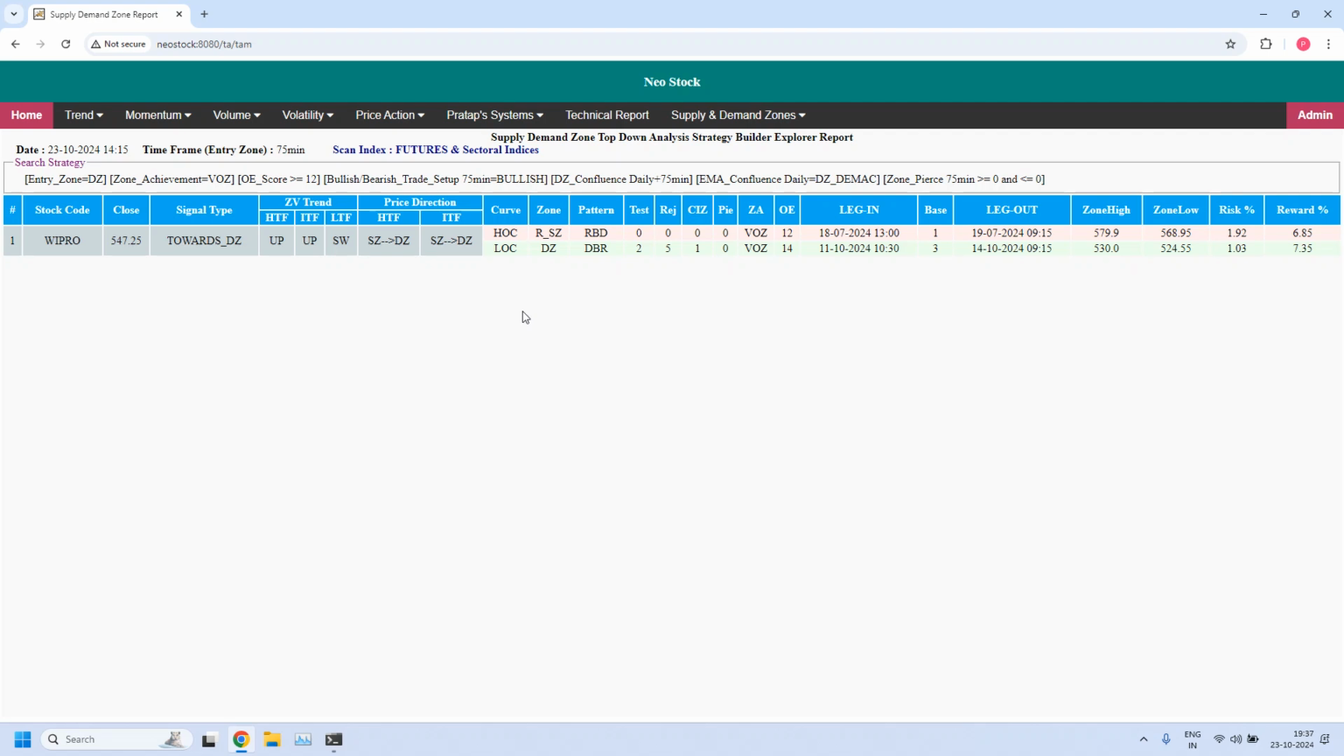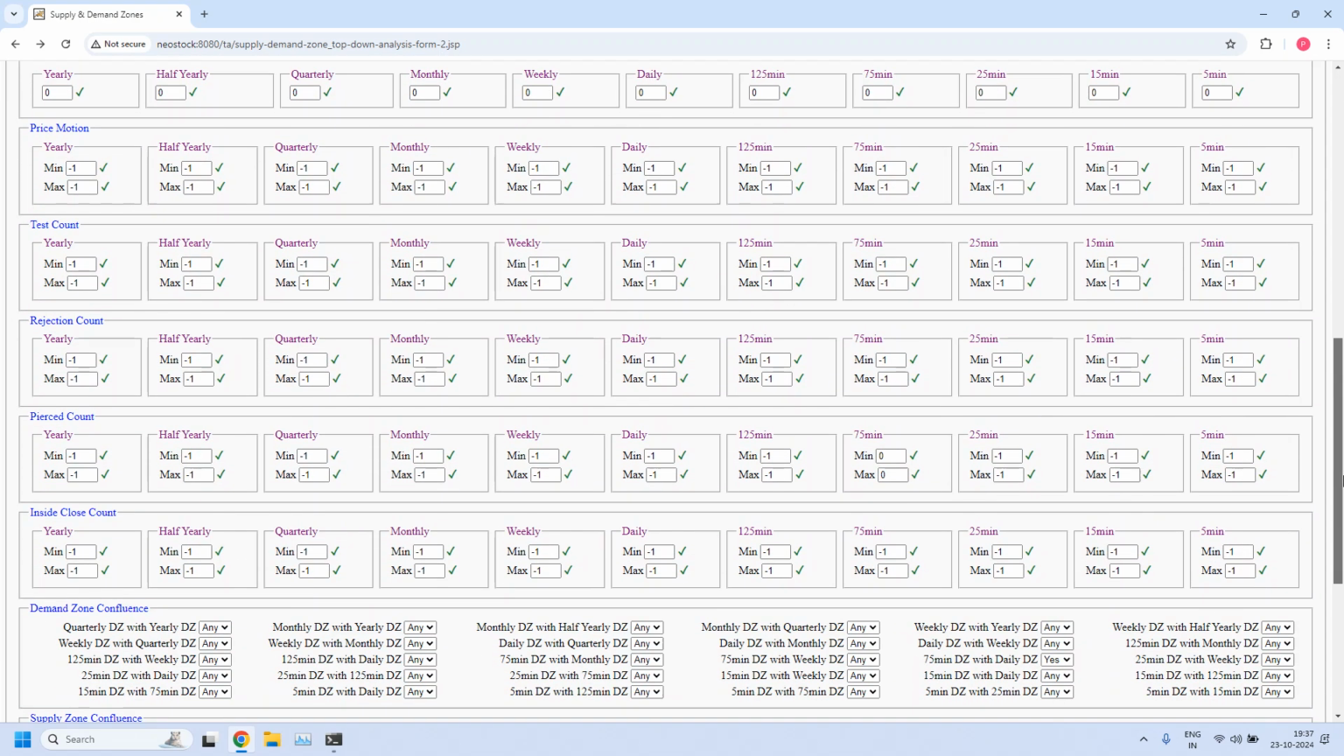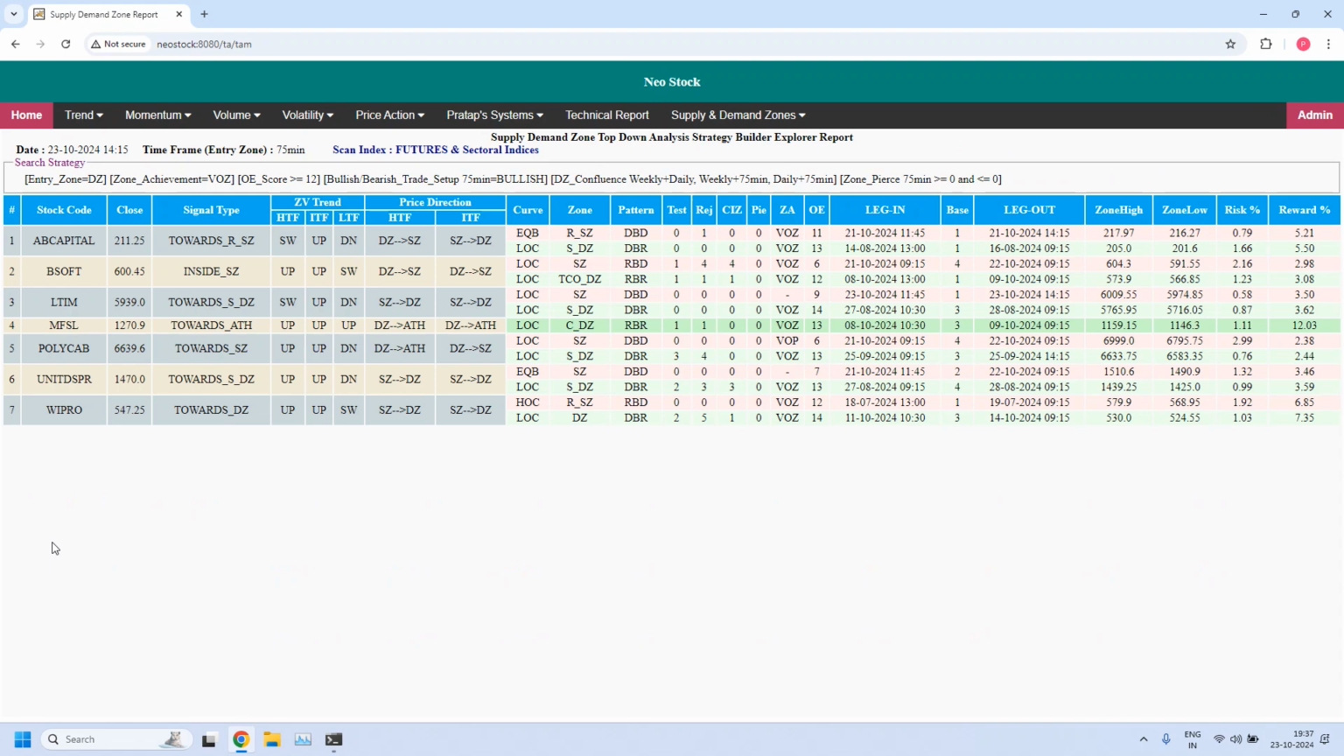Okay, next setup, LTF, ITF, HTF, high probability setup. I am removing this EMA filter. Now let's look for LTF, ITF, HTF demand zone confluence. Already 75 minutes demand zone with daily demand zone confluence is enabled. Next filter, 75 minutes demand zone with weekly demand zone. That is HTF demand zone confluence. And the next filter is daily demand zone with weekly demand zone confluence. That is ITF and HTF confluence. With all the three LTF, ITF, HTF confluence, we got 7 stocks.